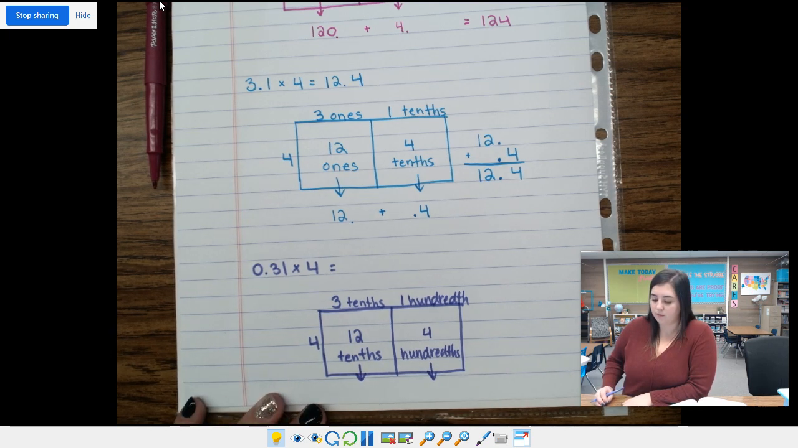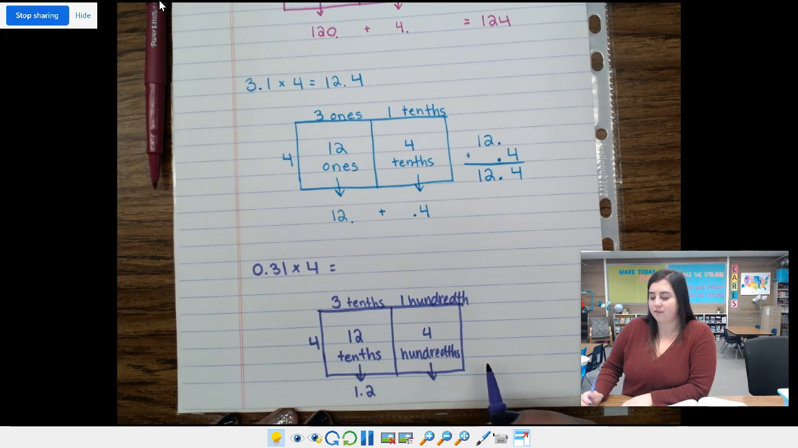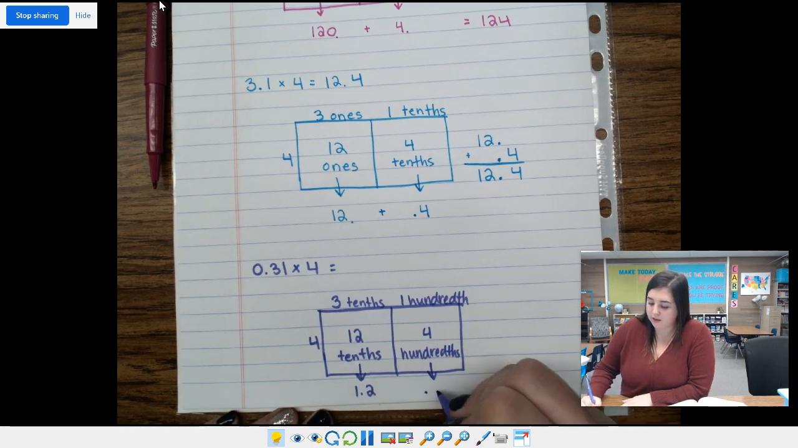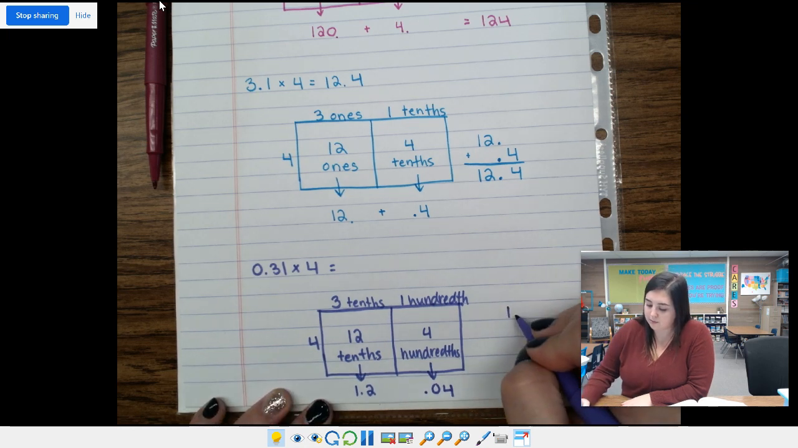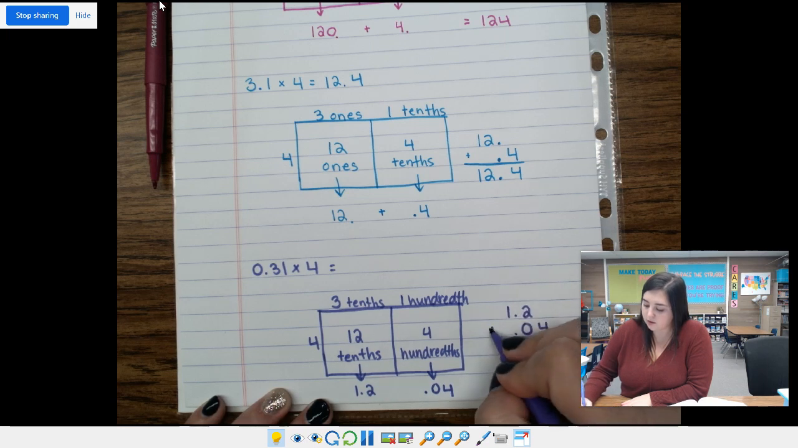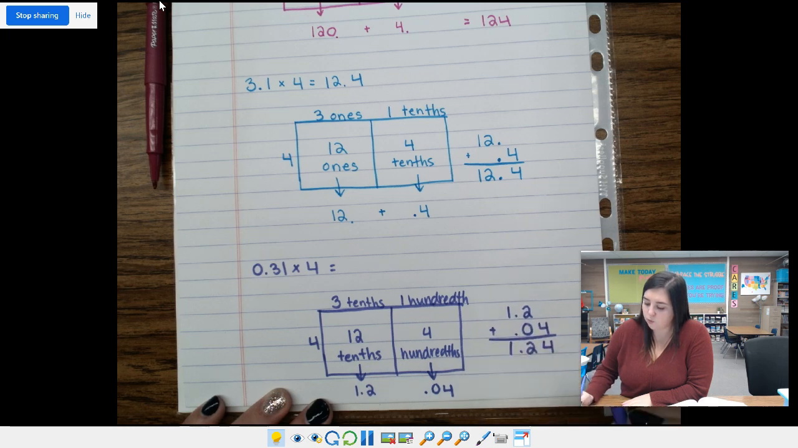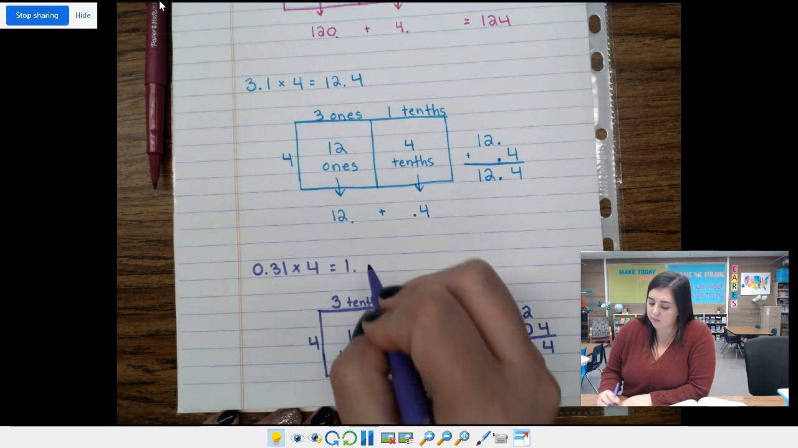12 tenths. What would that be? It should look like this. That number is a 12, and the 2, it is ending in the tenths place. 12 tenths. 4 hundredths. What would that look like? Well, I know my hundredths come after my tenths, so I have 0 tenths, 4 hundredths. Let's add those numbers together. 1.2 plus 0.04. So I have 4 hundredths, 2 tenths, 1 one. Let's write this answer up into our equation.